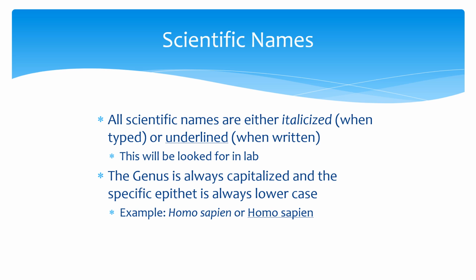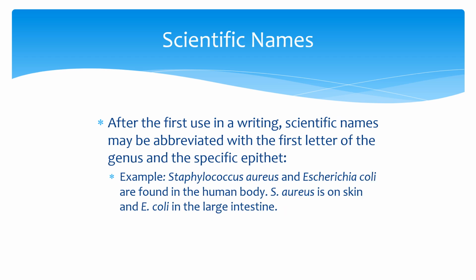This is going to be really important once we get to specific species that we're working with in lab. You will have to make sure that you write out the scientific names properly, or I will take off points. When it comes to scientific papers or just papers in general, after you write the scientific name the first time properly, if it's typed, italicized, if it's handwritten, make sure you underline it. From that point on, you can shorthand the scientific name where you just use the first letter of the genus and then put a period.